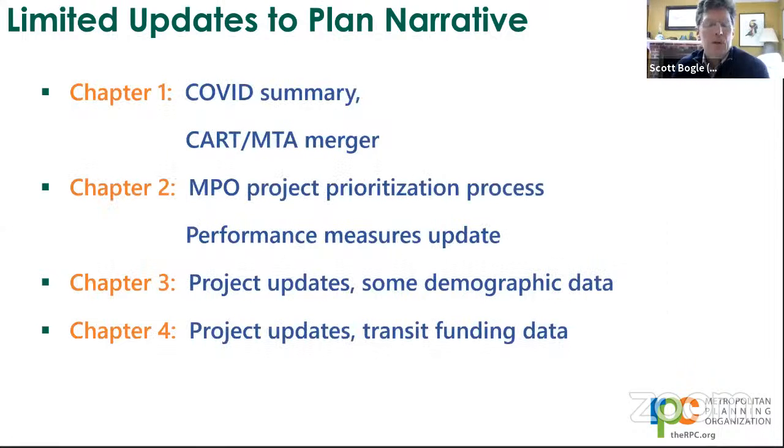In chapter 2, I've updated the project prioritization process information that we had. In 2020, the 9 regional planning commissions jointly agreed on an updated set of project selection and evaluation criteria. And through the TAC, we updated the scoring and weighting for each of those. And so there's an updated section describing that revised process.